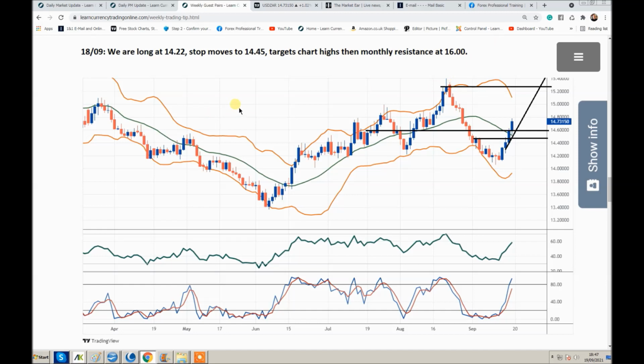So always look at the lesser looked at pairs, the kind of exotics or emerging markets. They're the ones that move really, really quickly, so they offer really good opportunities for profit. Right, let's just look at a few more USD pairs, and then we'll go on to some crosses.